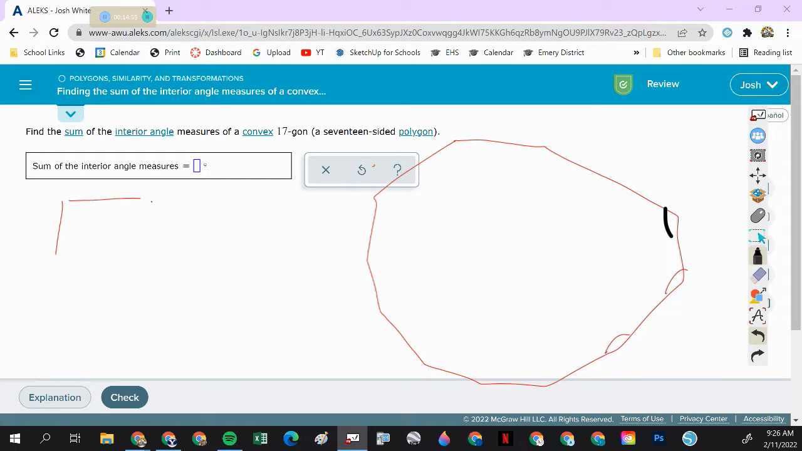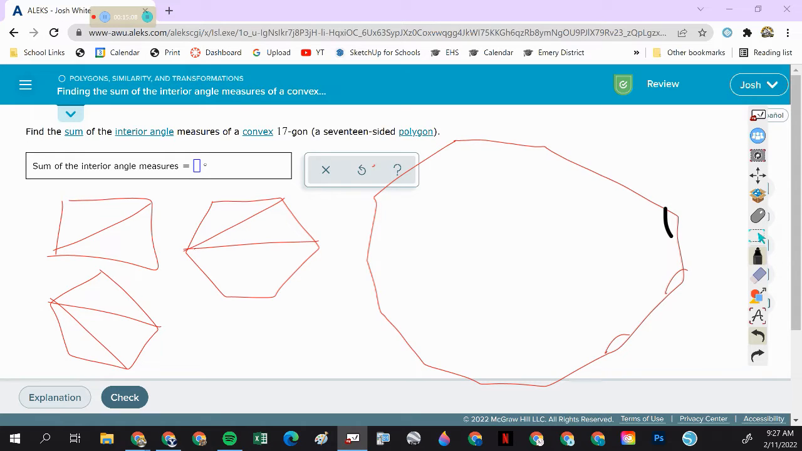In a four-sided figure, how many triangles can you draw? 2. In a 5-sided figure, how many triangles can you draw? 3. In a 6-sided figure, it's going to be 4. So in a 17-gon, how many triangles can you draw? Not 18, 15. The number of triangles is always 2 less than the number of sides. So for a 17-gon, I do 17 minus 2 is 15.